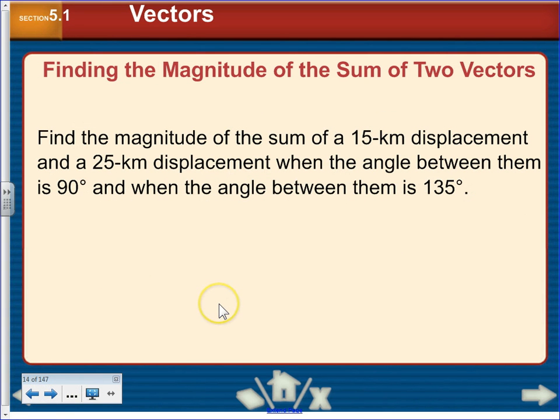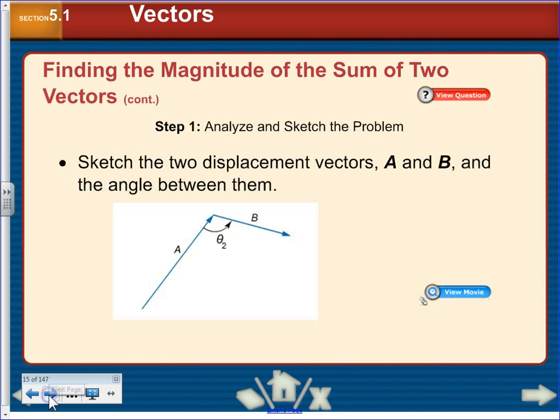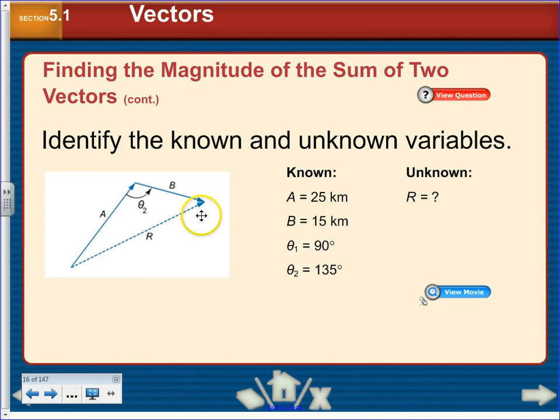So let's say we want to find the resultant of two displacement vectors. We have a 15-kilometer displacement and a 25-kilometer displacement. We're going to first of all set them at 90 degrees to each other, making it easy. We'll use Pythagorean theorem. Then we have a 135-degree angle, so we're going to have to use something other than Pythagorean theorem to solve that. We're going to start by sketching the two vectors, filling in the resultant.